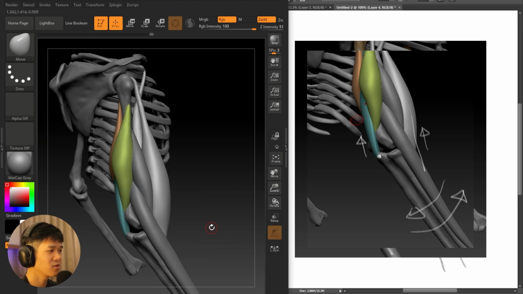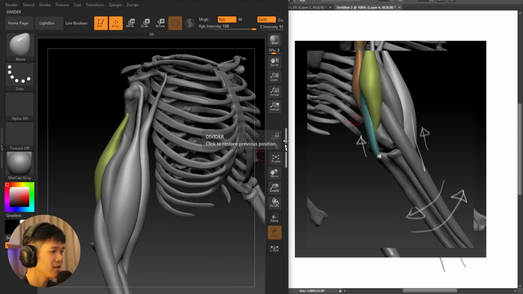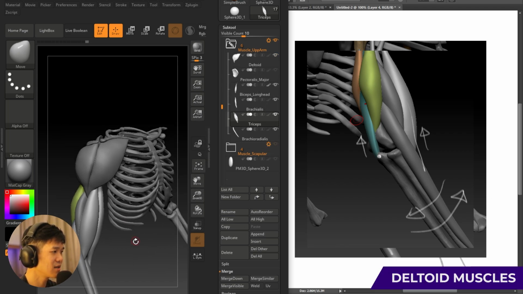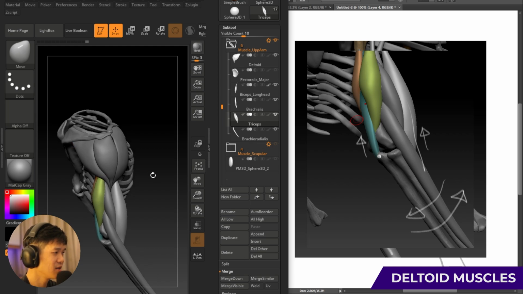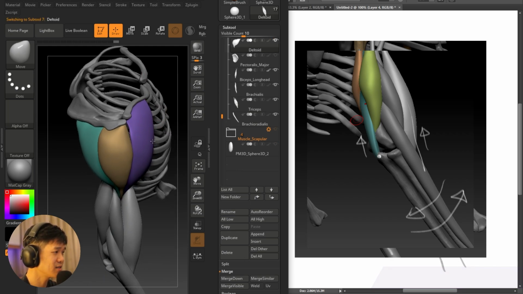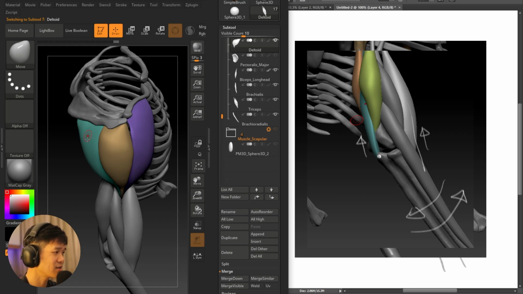It's really amazing. So there are two pieces of muscle left to talk about. One is the deltoid, and the other one is the brachialis. So let's turn on the deltoid, and you can see there is this large piece of muscle at the top. And it's made up of three different pieces. There is a frontal deltoid, and there is a back piece, and then there is a middle piece as well.